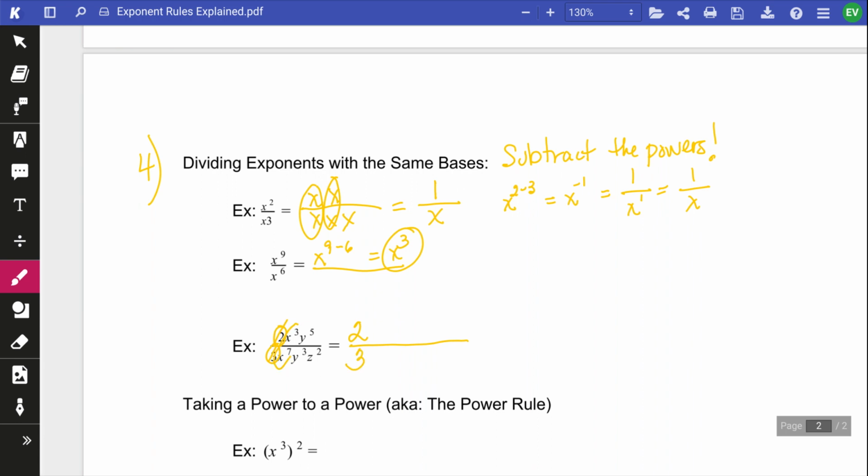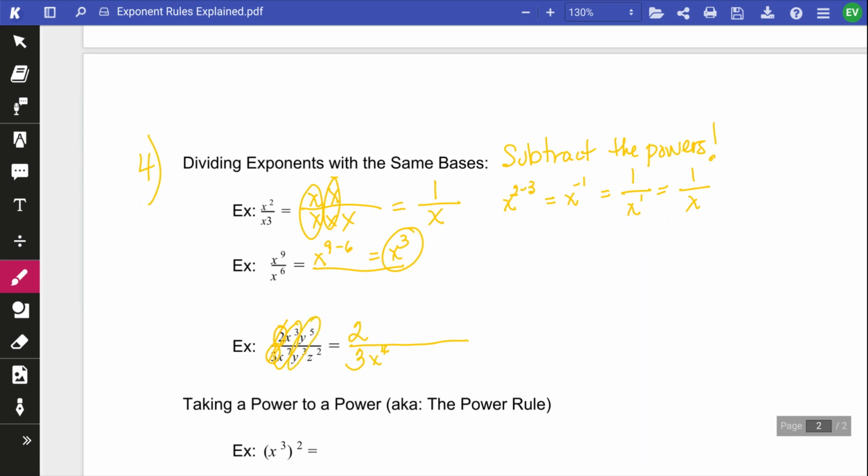Now I'm going to look at the x to the 3rd and the x to the 7th. X to the 3rd in the numerator, x to the 7th in the denominator. Where are there more? There's more x's in the denominator. How many more? 4 of them. So the difference between 3 and 7 is 4. So I'm going to put them in the denominator. So x to the 4th.